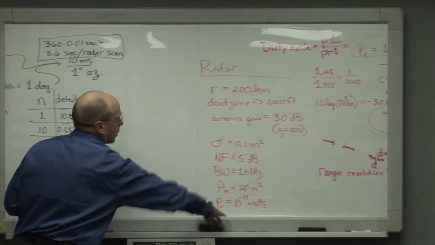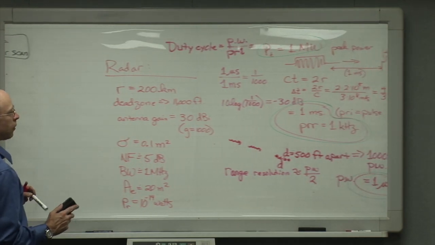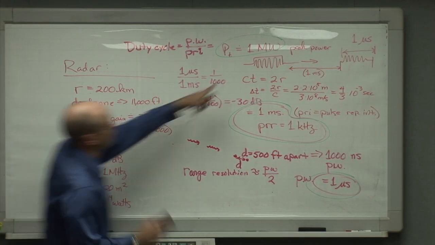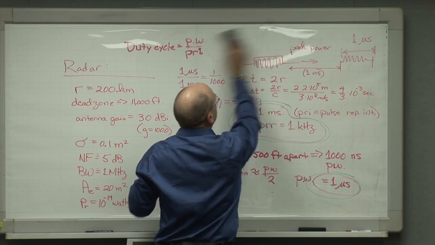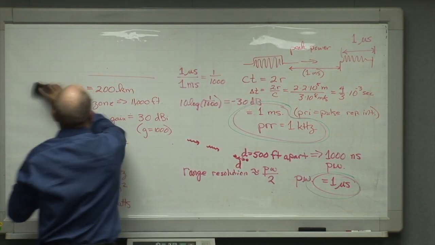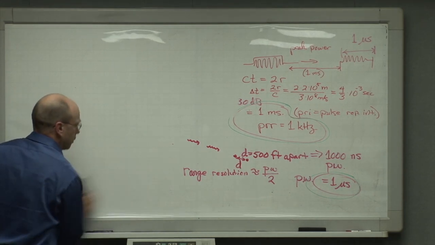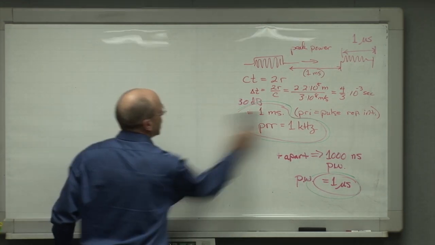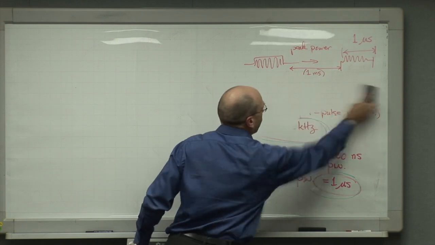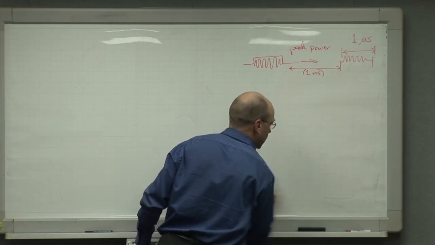Now, one other thing that I'm going to mention in passing is that although we've been talking about transmitting simple RF pulses like this and then listening for the echo returns, there are schemes that are used to run radar pulses at lower peak power levels. Now, why would you want to run at a lower peak power level?